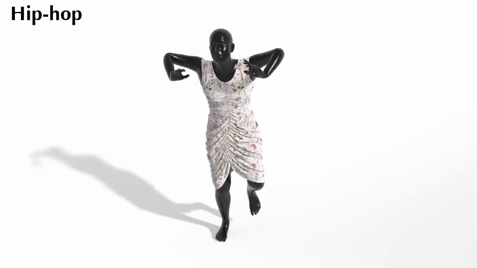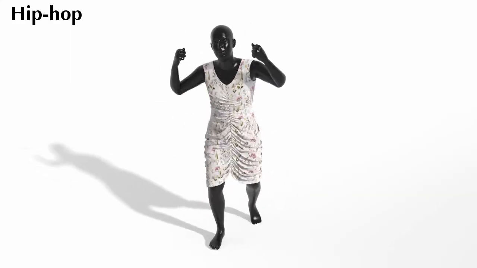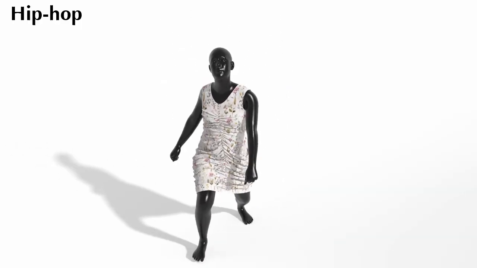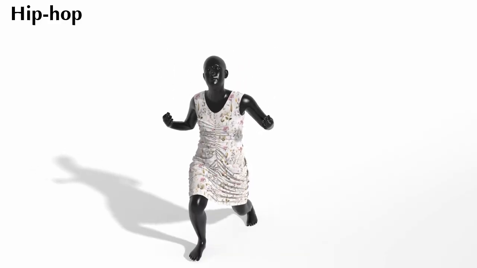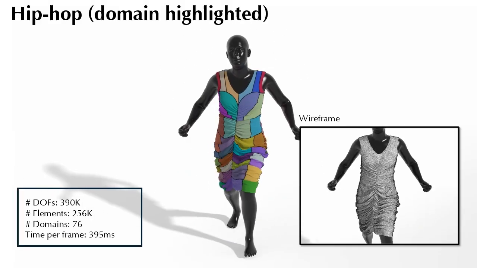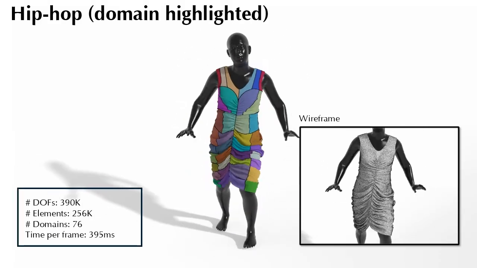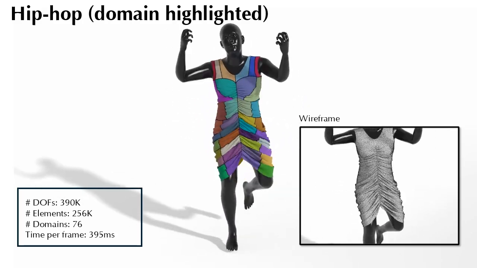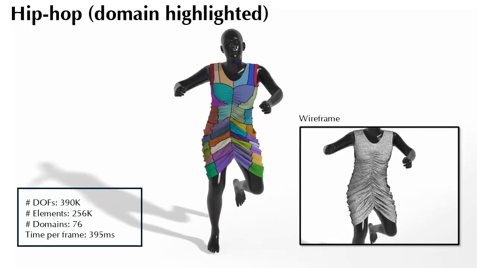In this case, the character dresses in a tight white nightdress and performs a hip-hop dance on the spot. There are 390,000 degrees of freedom and 256,000 elements involved. The simulation runs at 395 milliseconds per time step.